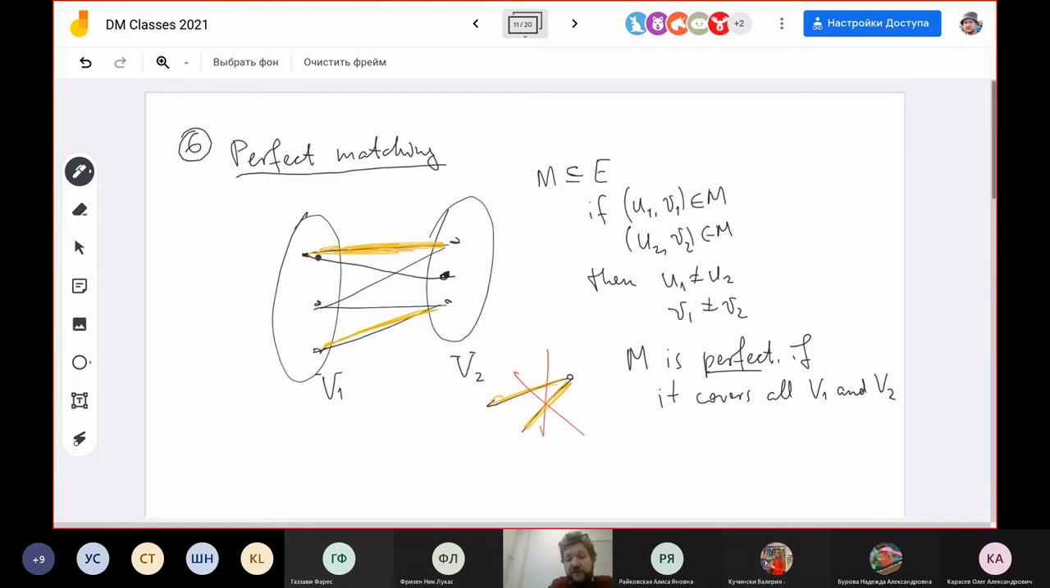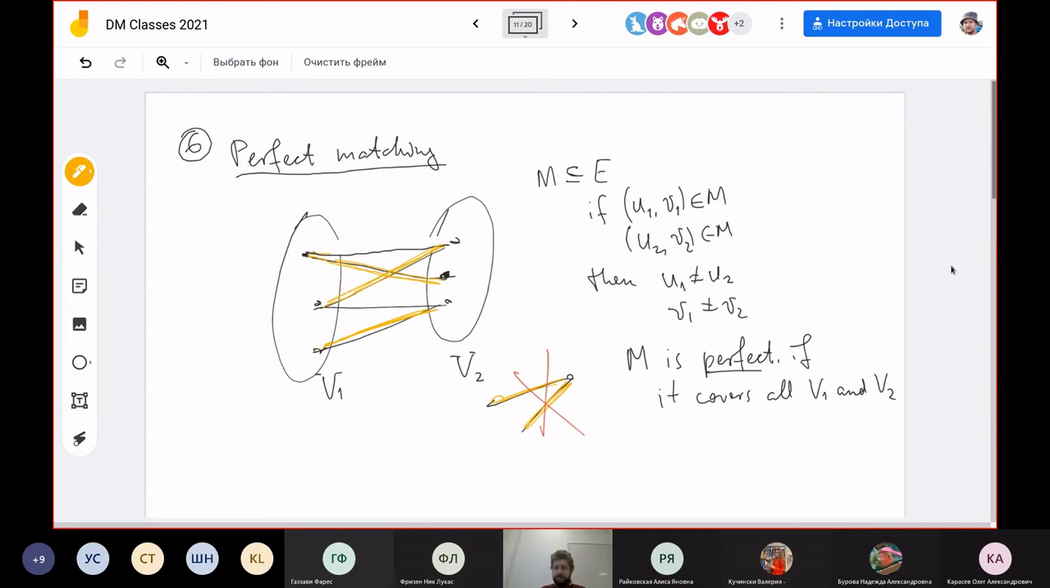So for this graph, we tried to find a matching. This one is not perfect, but we could fix it by not taking this edge. So this edge, well, it is still in the graph, but it's not yellow. It's not inside the matching. So it's here. And we rematch in the following way. So this comes to this, and this comes to this. So this is a perfect matching.